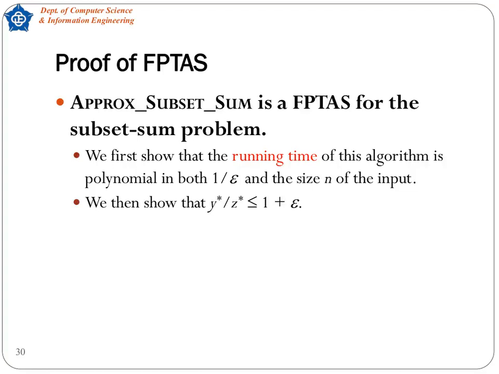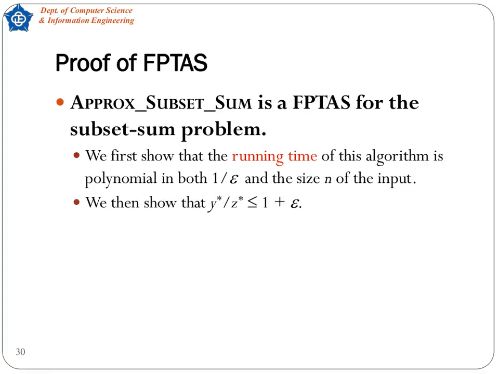After confirming that our relative error remains comfortably below epsilon, let's now prove that approx_subset_sum is a fully polynomial time approximation scheme for the subset sum problem. We'll split the argument into two parts. First, we show that the algorithm's running time grows only polynomially in both the input size n and the inverse error bound 1/epsilon. Then, we establish the approximation guarantee by proving that the solution value y*, produced by the algorithm, satisfies y*/z* is less than or equal to 1 plus epsilon, where z* denotes the true optimum sum.